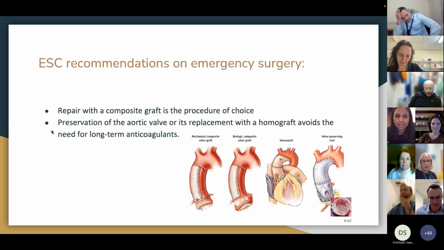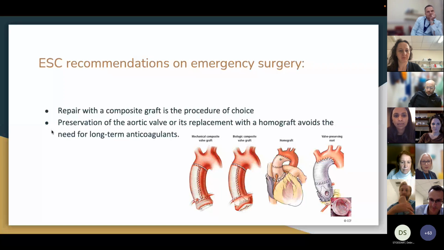So these are the recommendations in emergency surgery. Essentially, the procedure of choice is a repair with a composite graft, and ideally we're trying to preserve the aortic valve or replace it with a homograft to avoid the need for long-term anticoagulation. But I think for her, this was in the middle of the night with an acute dissection, someone who was extremely unstable, they just had to go and do the procedure that they thought would be life-saving for her.